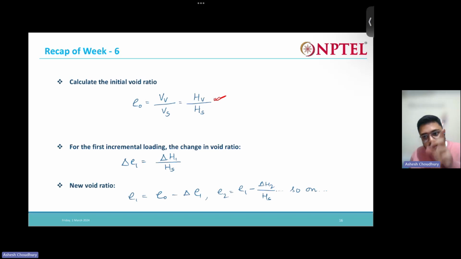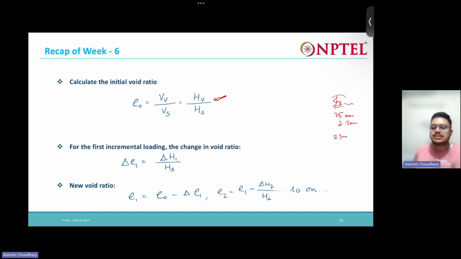So say you applied a 5 kg load. After 24 hours we have seen that initially the height of the specimen was 25 mm, and now the height of the specimen has reduced by 2 mm, so now it has become 23 mm. So delta e1 is going to be 2 by Hs. Now at the end of the 5 kg loading, how will you determine the void ratio? e naught, the initial void ratio, minus delta e1. So you will get e1.